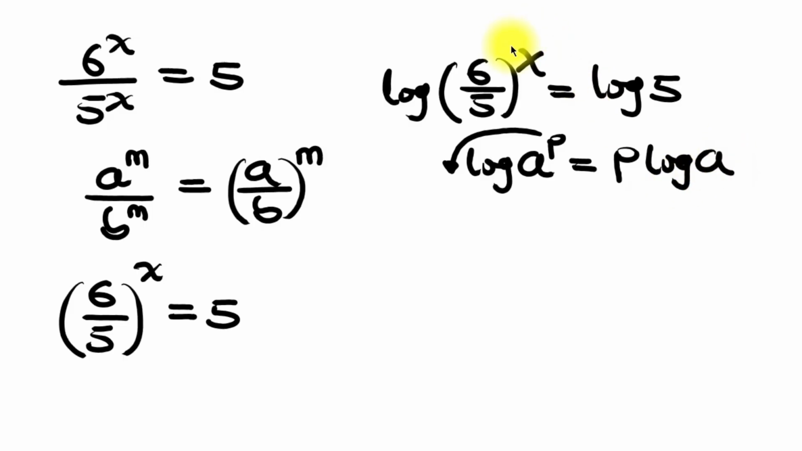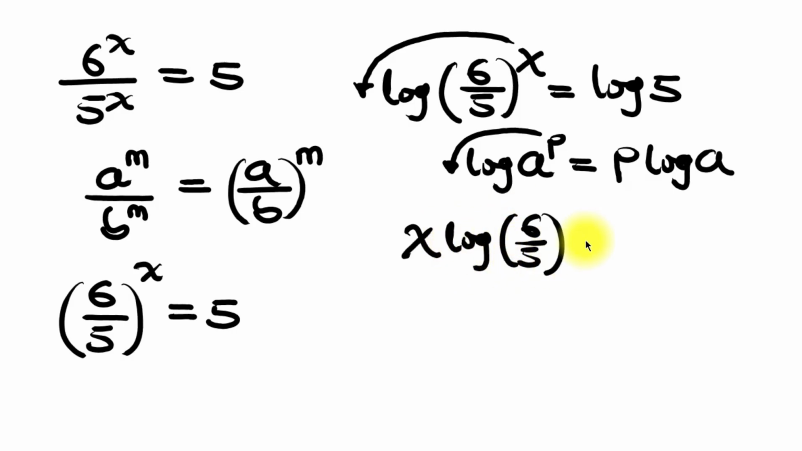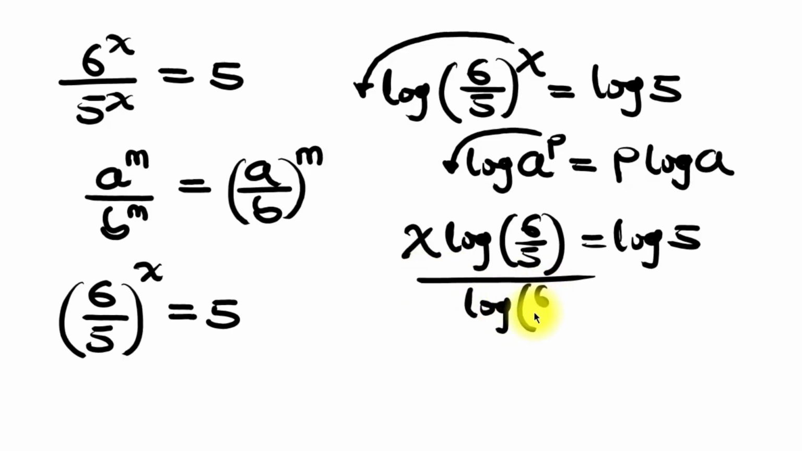Now let's do that by dragging this x to this position according to the property of logarithm. So this becomes x times the log of 6 over 5. Very good. And this is equal to log 5. Good. Now in order to get the value of x, we have to divide both sides by log 6 over 5. So this becomes divide by log 6 over 5 on the left. On the right-hand side, we do the same thing. Divide by log 6 over 5.